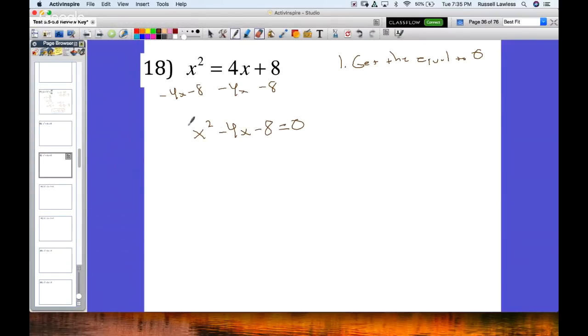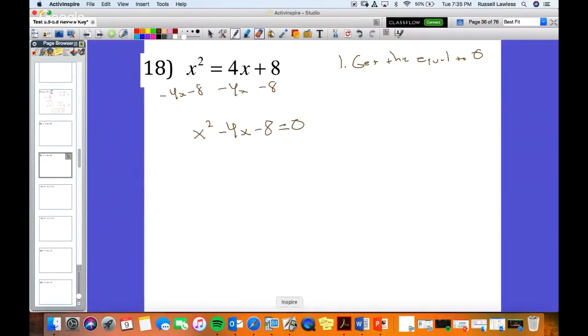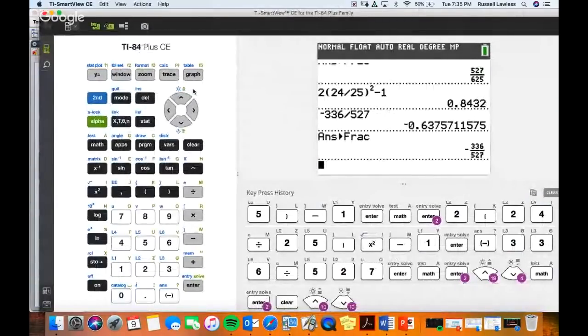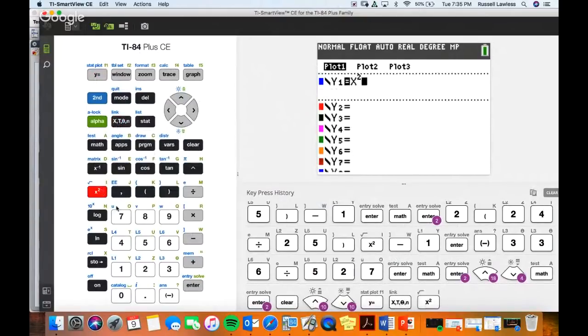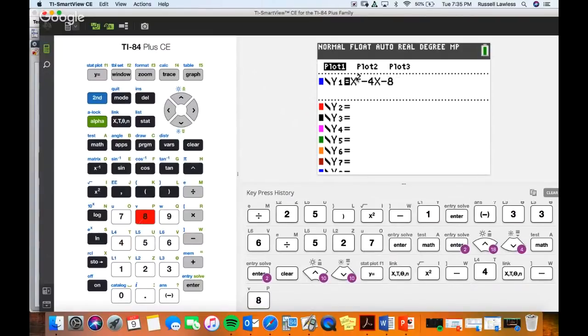So I'm going to plug this guy in the calculator. If I'm going to plug it into the calculator, what we're going to do is open up the calculator, go to your y equals, and plug it in. So that's going to be x squared minus 4x minus 8. So I've plugged in the equation here, and now I'm going to graph it.